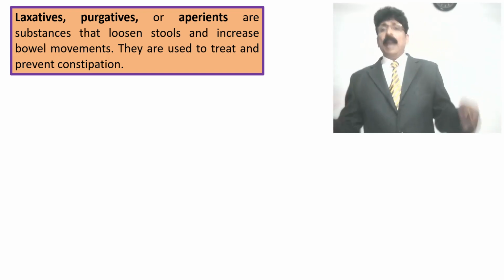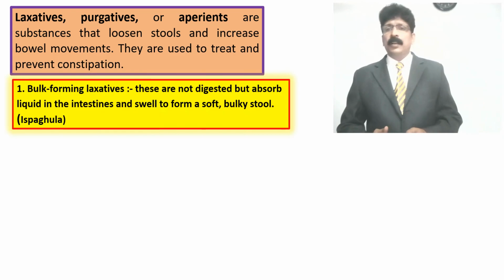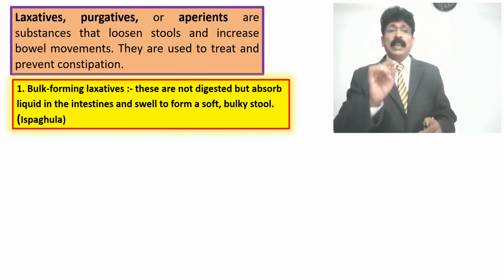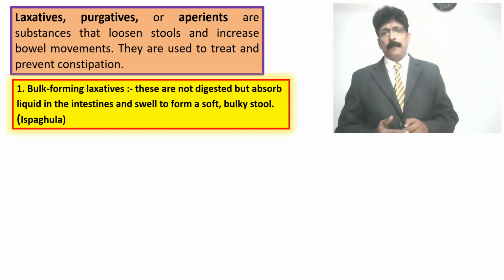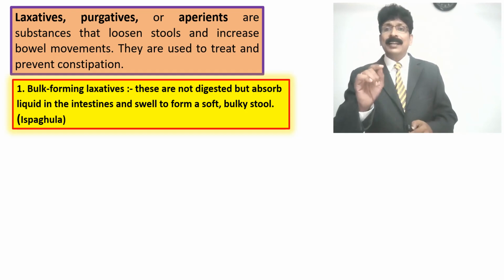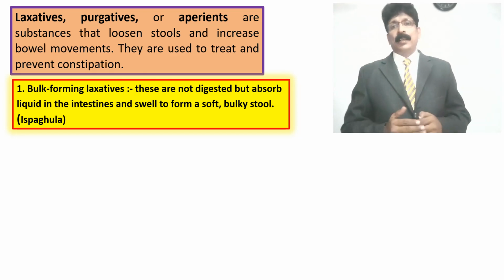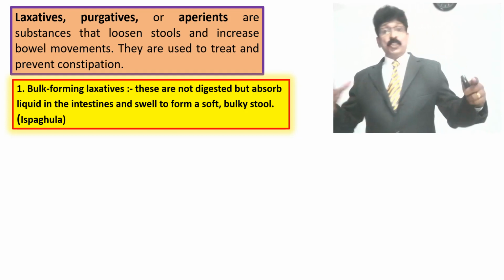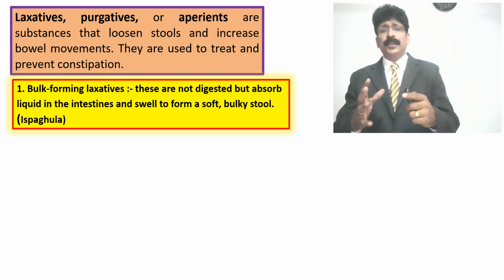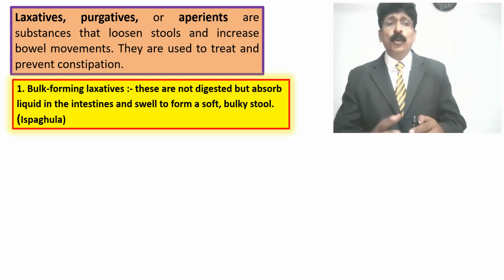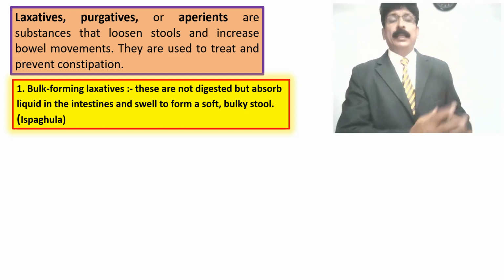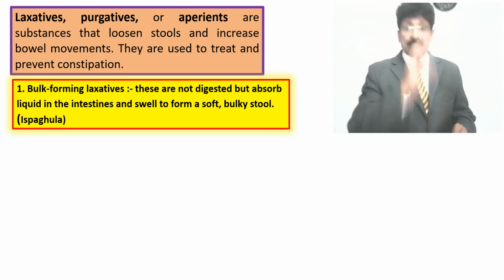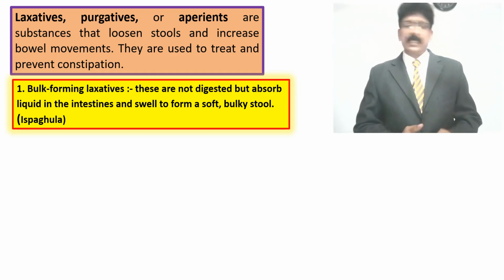But there are many types of laxatives. In that we have to clarify these 5 types, especially the bulk forming laxative. These are not digested but absorb liquid in the intestine and swell to form a soft bulky stool, and it will be expelled. Example, Ispaghula, the drug you are going to study in our syllabus. Ispaghula is a bulk forming laxative.